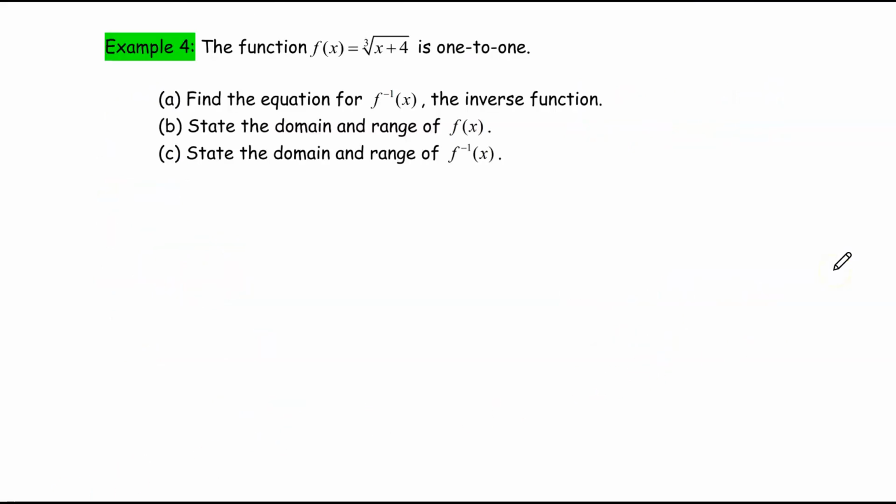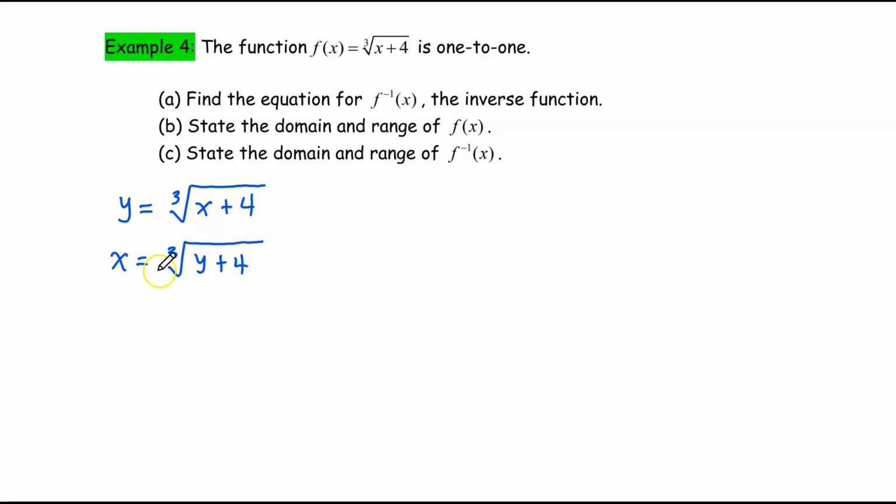Now another example. You're given here a function that is 1 to 1. We are going to find the equation for the inverse and state the domain and range of both f and f inverse. First step is to replace this f of x here by y. So you have y equal to cube root of x plus 4. Then you replace y here by x and x here by y. So you have x equal to cube root of y plus 4.